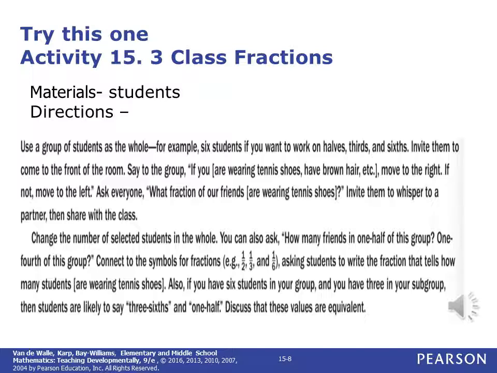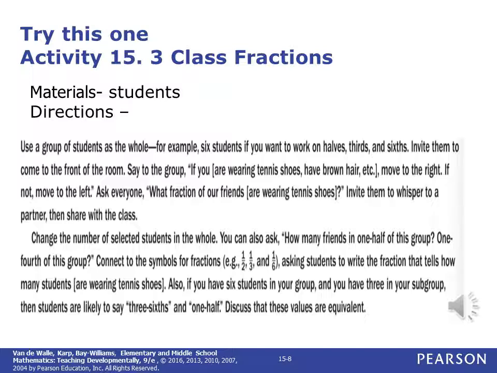And you could invite them to whisper to a friend in the class and then to share with the class the fraction that the group represents. There's so many different things you could do with this group. You could change the number of selected students in the hall. You could also ask how many friends are in 1/2 of the group, how many would be in 1/4.